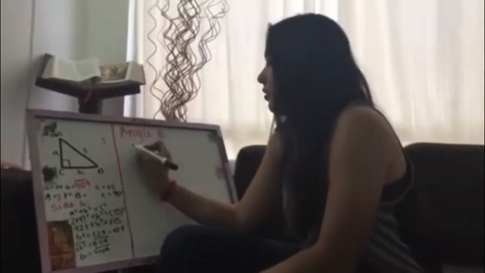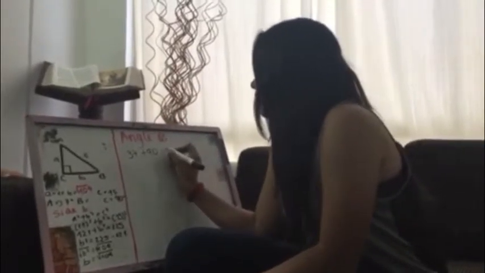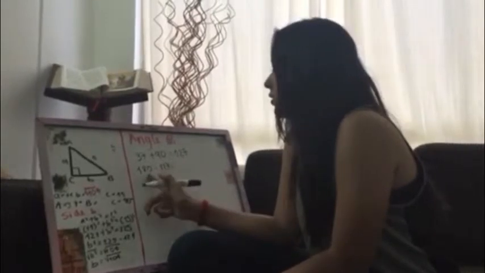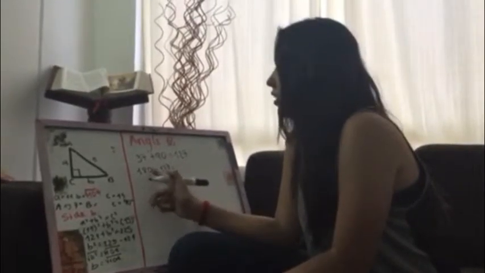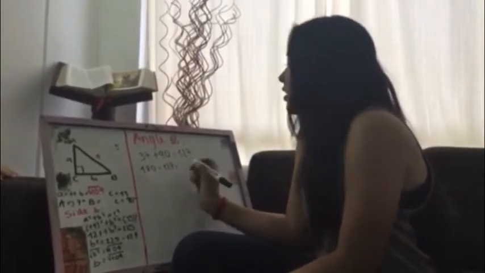Now we're going to find the measure of the angle B. We're going to add up 37 degrees and 90 degrees, the measures of the angle C and angle A. This gives us a result of 127. Now we're going to subtract 127 from 180, because all the angles of a triangle add up to 180. This gives 53 degrees.